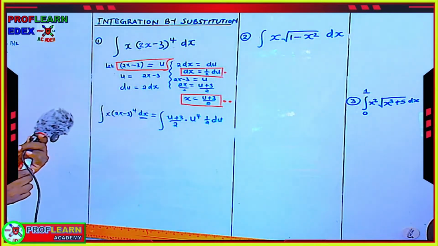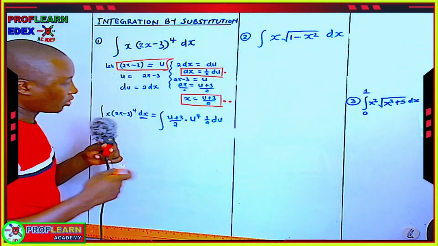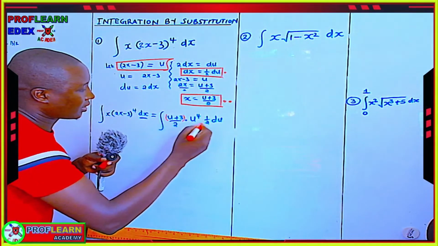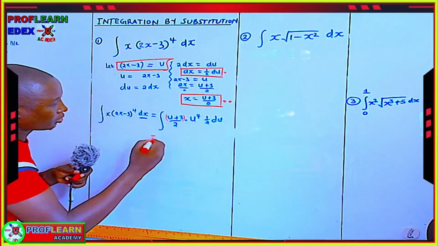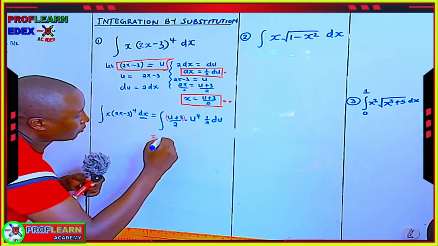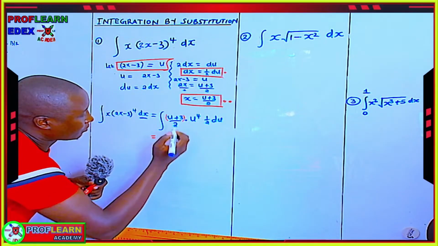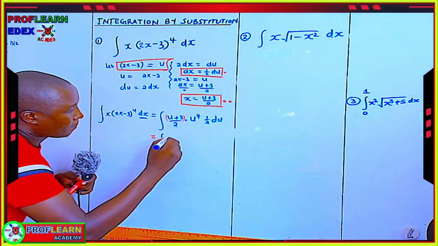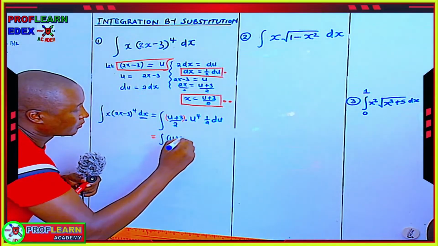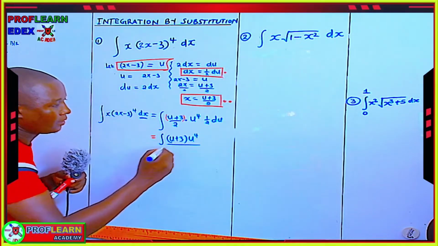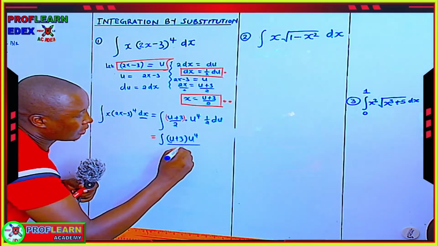If you multiply u power 4 times u, you're going to have u power 5. U power 4 times 3, we are going to have plus 3u power 4. And then we're going to integrate this term by term, using the normal method of integration. So this is going to translate to 1 over 4, of course. And integrating this, we're going to have what? We are going to have plus 1. So we shall have, let me just put a bracket here.